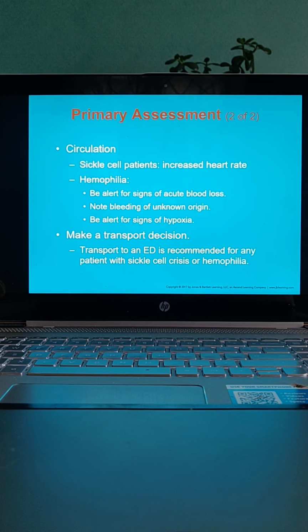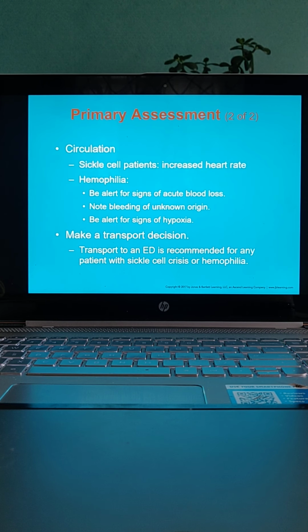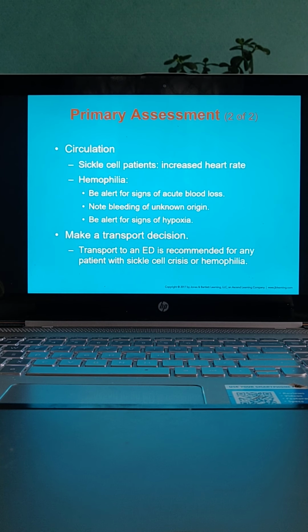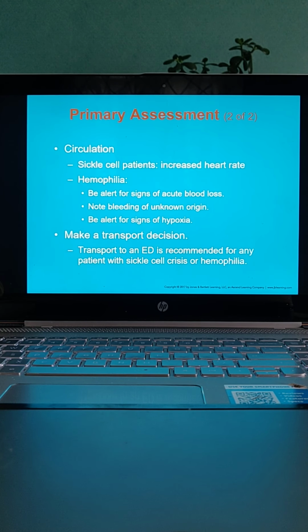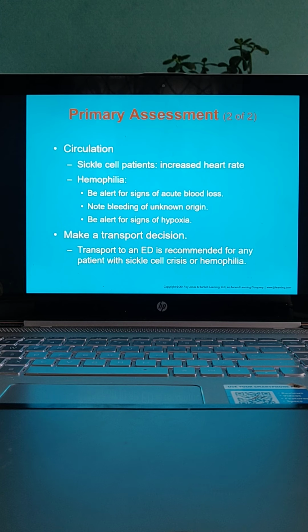Hemophilia, be alert for signs of acute blood loss, note bleeding of unknown origin, and be alert for signs of hypoxia. Okay? Because they're a hemophilia patient, if they're bleeding, they're going to be bleeding a lot. And it's going to take a lot longer, a lot more energy on your part to get the bleed to stop. Okay? So you have a possibility of the person going into shock. What type of shock could the person be going into if they're losing a lot of blood?